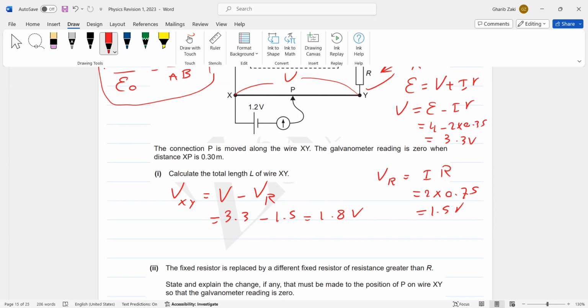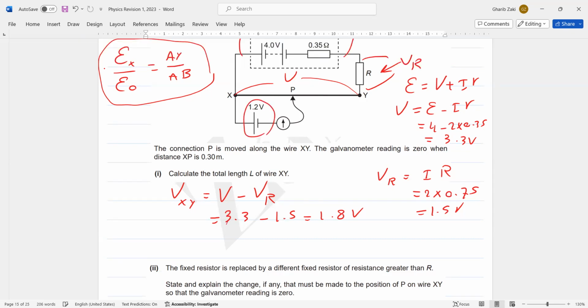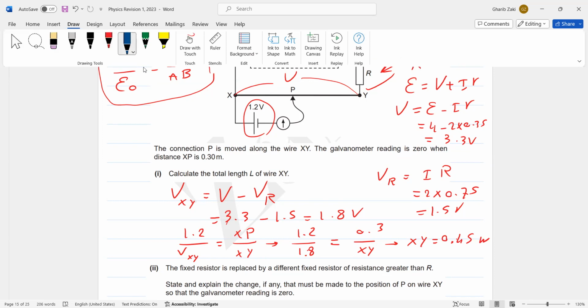Now, we use the formula that we have here. 1.2 here is the voltage, so 1.2 over Vxy equals XB over XY. From this, 1.2 over 1.8 equals 0.3 over XY, the length. From this, XY will be 0.45 meter. Try to solve the same question again when you return back. I advise you to solve all the questions again.